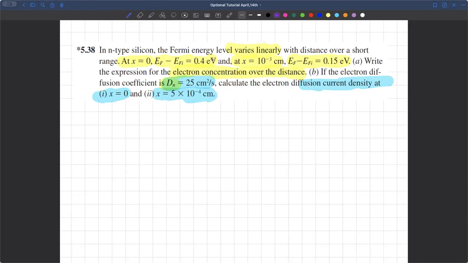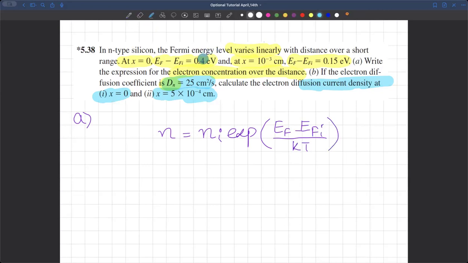Let's first see x equal to 0. First of all, write the expression for the electron concentration over the distance. n is equal to ni exponential of (EF minus EFi) over kT, right? Now, they say that the Fermi level varies linearly with distance over a short range. So this is the thing that is going to tell you the Fermi level.